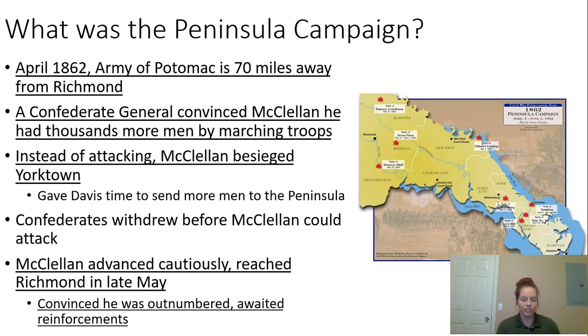And so with this, the Confederacy keeps drawing back and drawing back before McClellan can actually attack. They're waiting for more men to come to their aid. And so McClellan, moving cautiously, finally reaches Richmond in May. But he's still convinced that he's outnumbered, and so again, he's going to wait for more reinforcements.